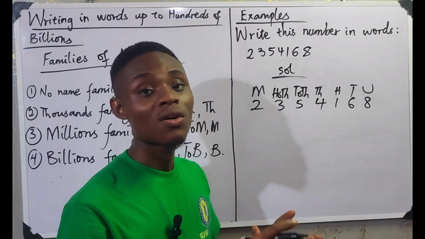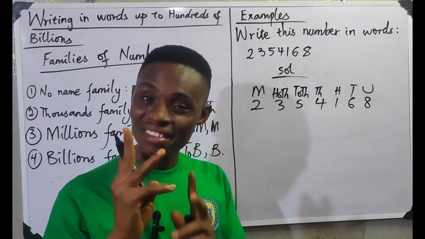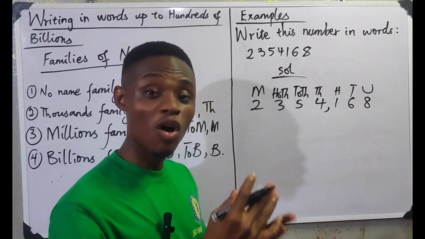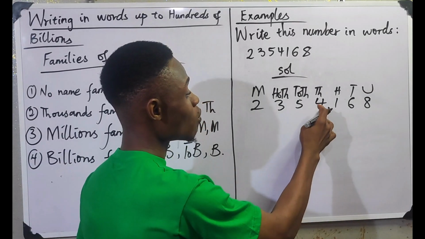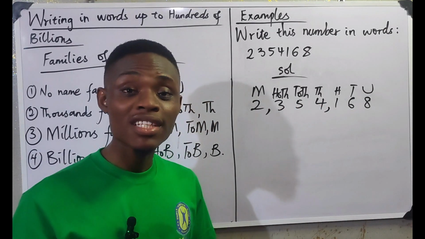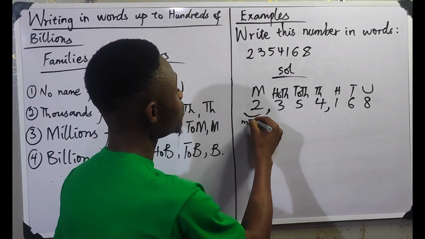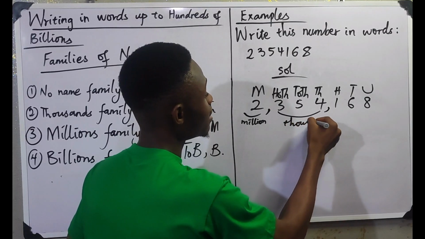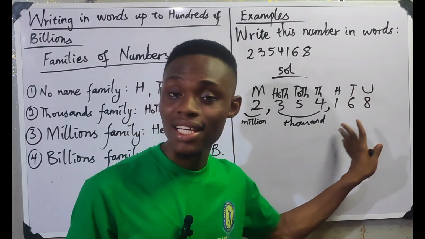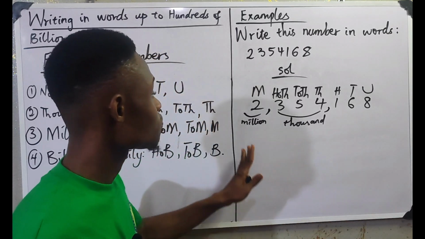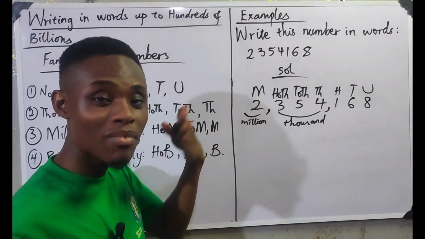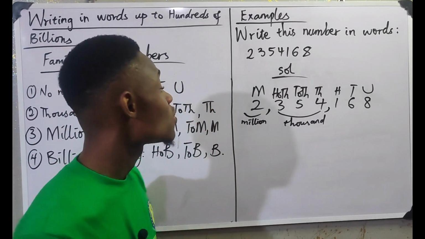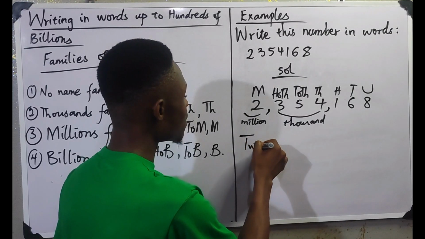Now let's break it down into the families. Remember, each family has 3 digits in them, so you count from the last digit, 1, 2, 3. You put a comma. We use commas in breaking them into families. You count again, 1, 2, 3. You put another comma. Now, which families do we know their names? We know the million, so you want to write it out. We know the thousand, and we don't know this, so I'm not going to write anything here. Okay? Now, pay attention. This is 2 under million. Anything you see under each family is what you will write. The number I'm seeing here is 2. So I will write 2 million.